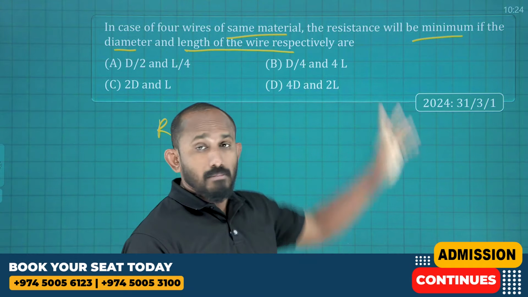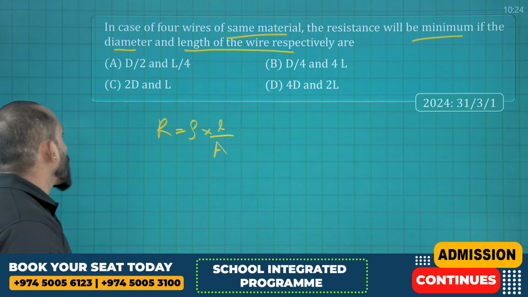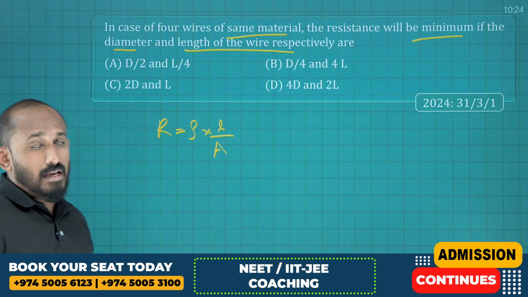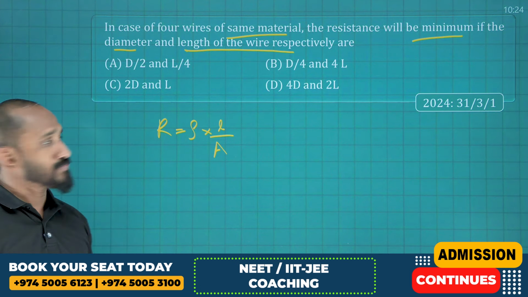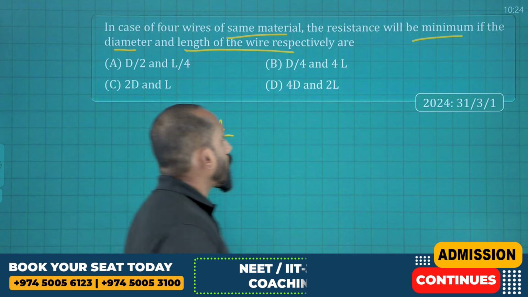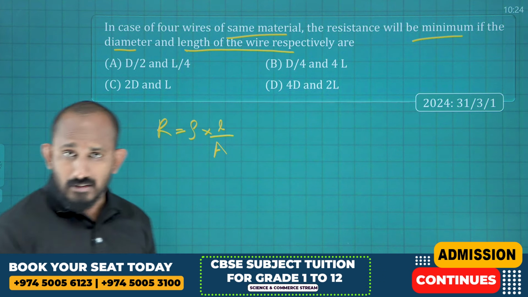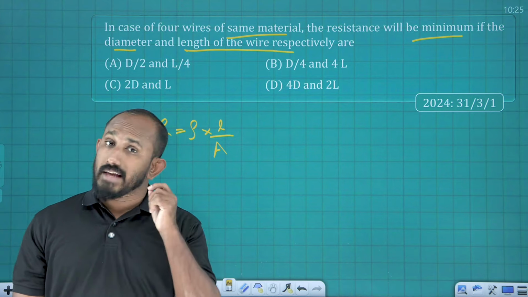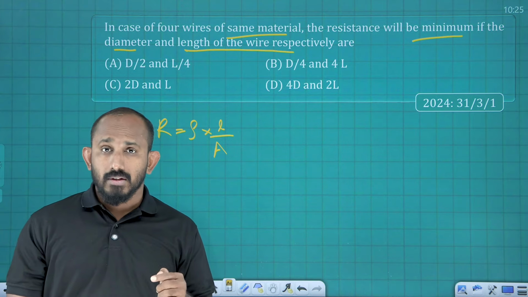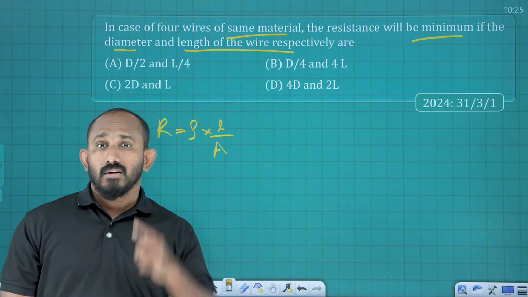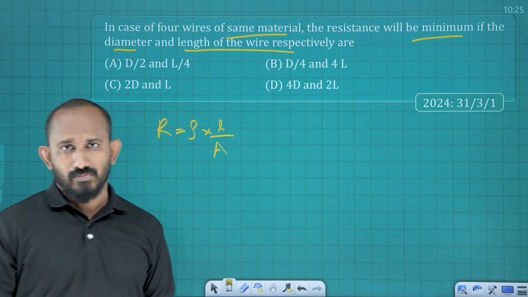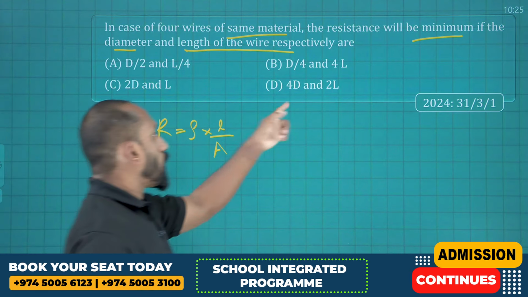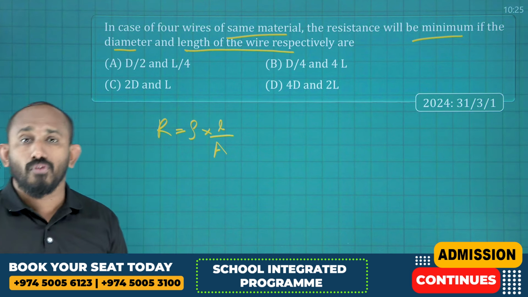So which of them has minimum resistance? Which option can we say? A: D by 2 and L by 4. Length is L by 4 and diameter is D by 2. B: D by 4 and 4L. Length 4L is greater, and diameter D by 4 is lesser, so as the diameter is lesser, the resistance will increase by the square. Then C: 2D and L, D: 4D and 2L.